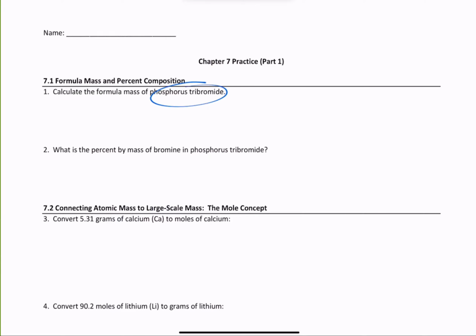So you have to know what phosphorus tribromide is. It's a covalent compound made of two nonmetals, formula PBr3. In order to calculate the formula mass of phosphorus tribromide, we will need to add, okay, so this compound here is made of 1 phosphorus atom and 3 bromine atoms. Okay, the 3 that you have here only applies to the bromine.